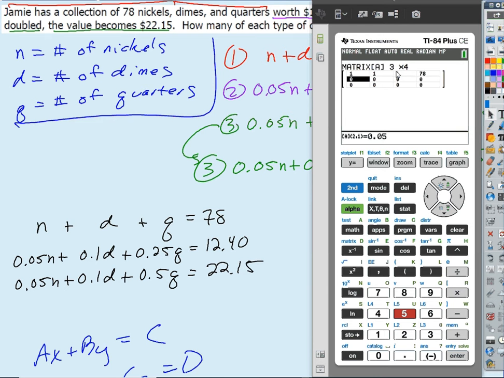There you go. Okay, and then if you hit enter again from 78, it conveniently wraps right around like you're reading a book to the next line. Okay, so then we'd enter 0.05, enter, and then we'd go 0.1, enter, and then we'd go 0.25, enter, and then we'd go 12.4.